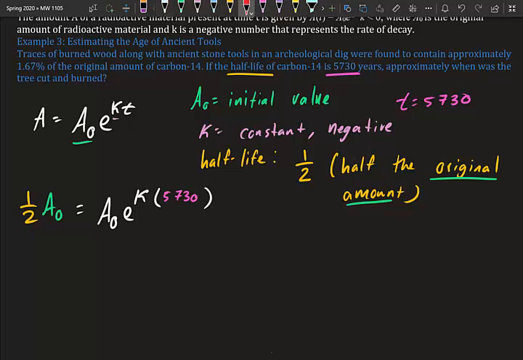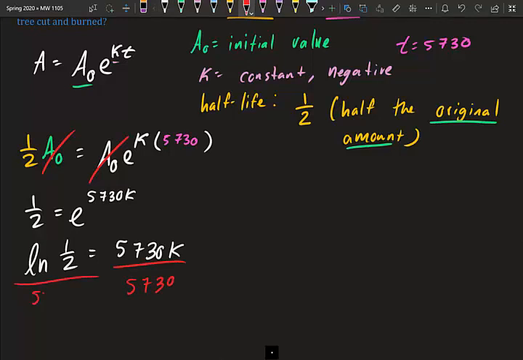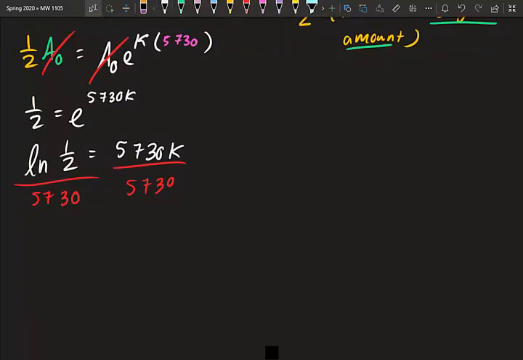Alright, just like before, we can cancel those out. So we have 1/2 equals e to the power of 5,730k. Since there's nothing in front of e, we can go ahead and switch this to ln. So we have ln 1/2 equals 5,730k. Divide, so we have ln 1/2 divided by 5,730, and the calculator is going to give you this.